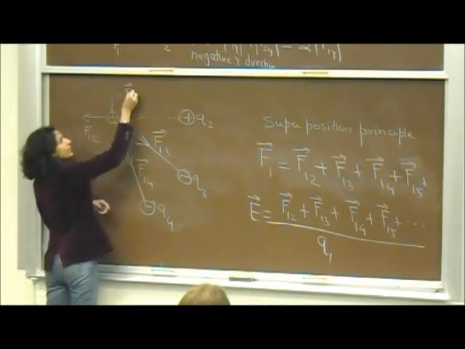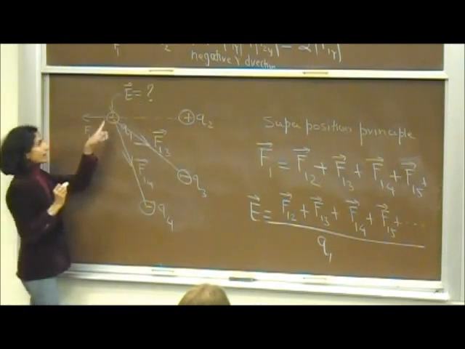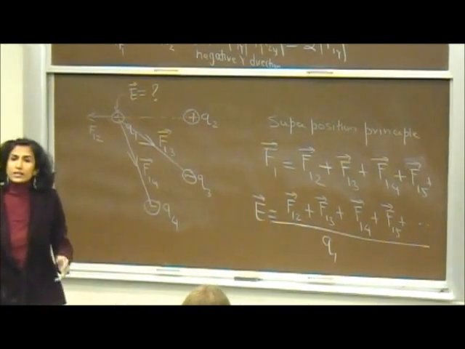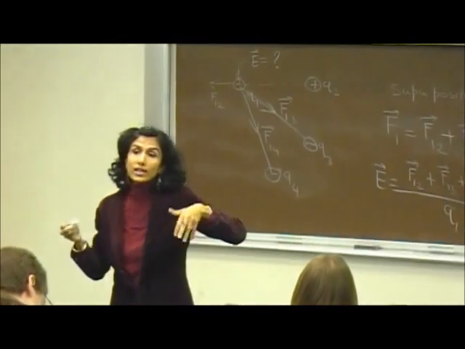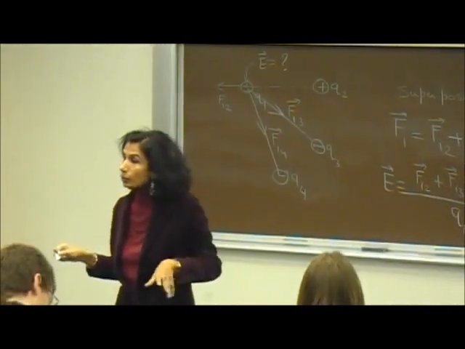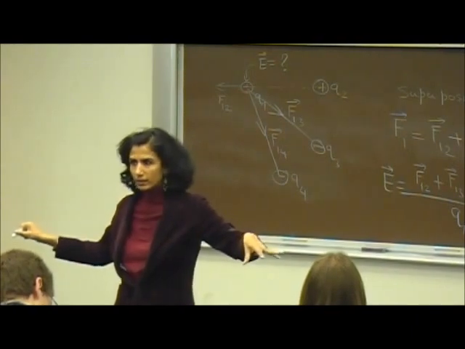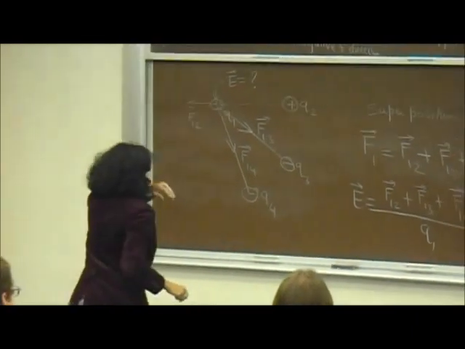What is E here at this location where charge Q1 is? By the way, you will not consider the electric field produced by Q1 itself at its location. You will consider the electric field produced by all of the other charges. Does that make sense? Okay.